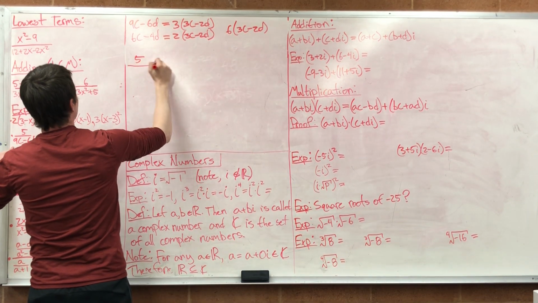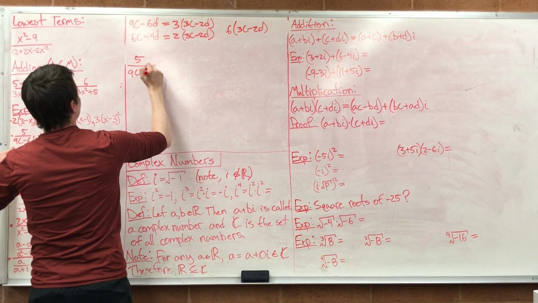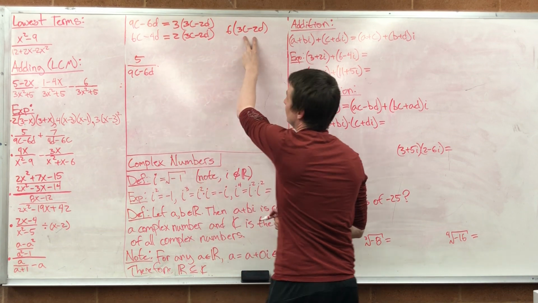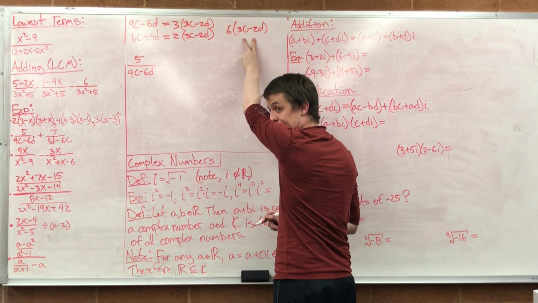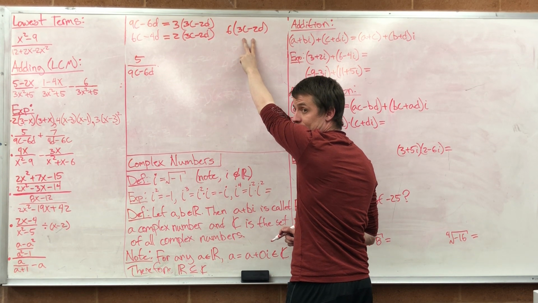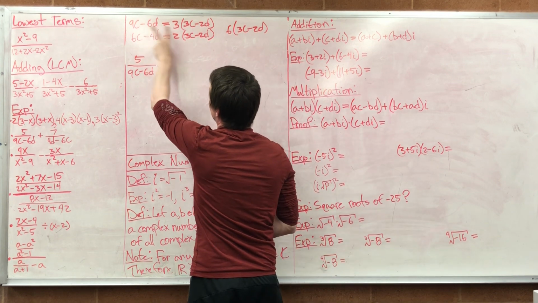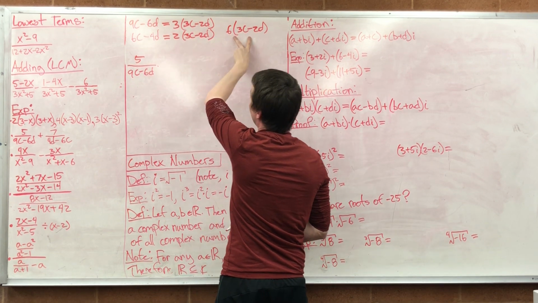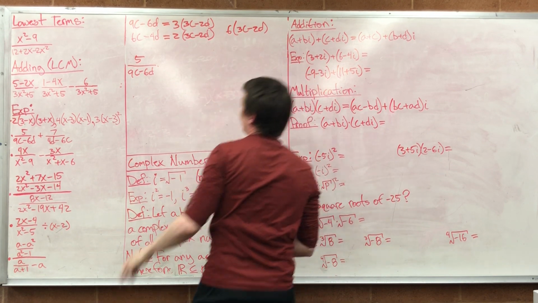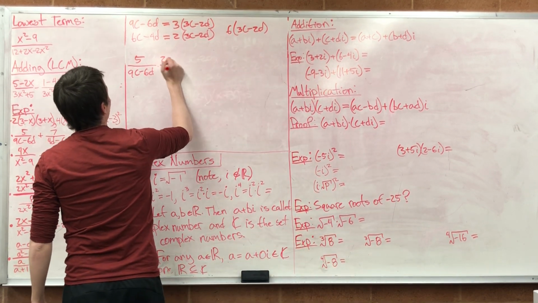5 over 9c minus 6d times, what do I need to multiply this by to get that? 2. Right? 9c minus 6d is this. Yeah. I need to multiply it by 2 to get to this. Okay? So we need to multiply this one top and bottom by 2.